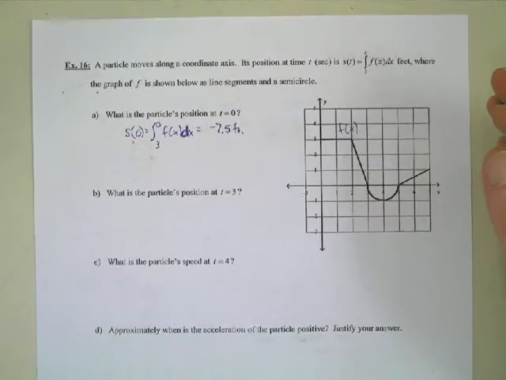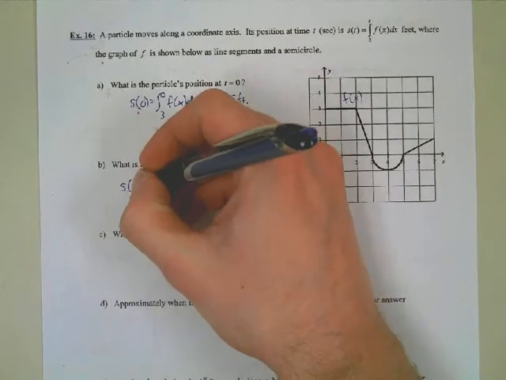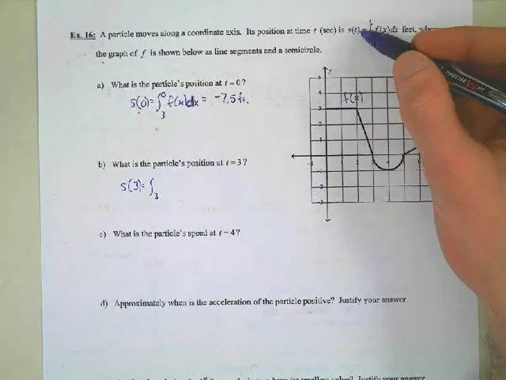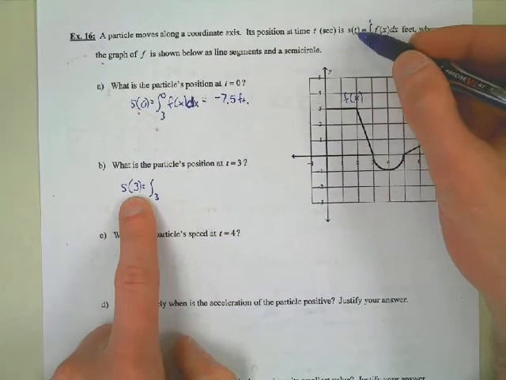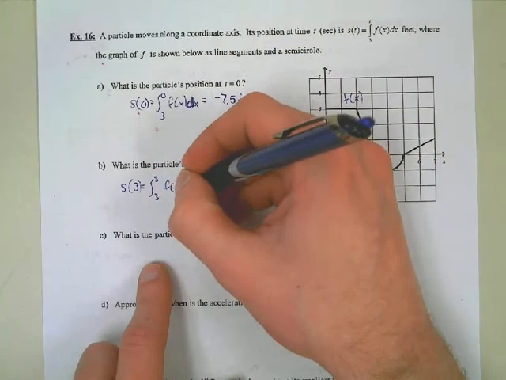What is the particle's position at time t equals 3? It's got to be 0, right? s of 3 is equal to the integral from 3 to 3. The 3 is replacing the t, so we integrate to 3. Well, the integral from 3 to 3 of anything is 0, so 0 feet.